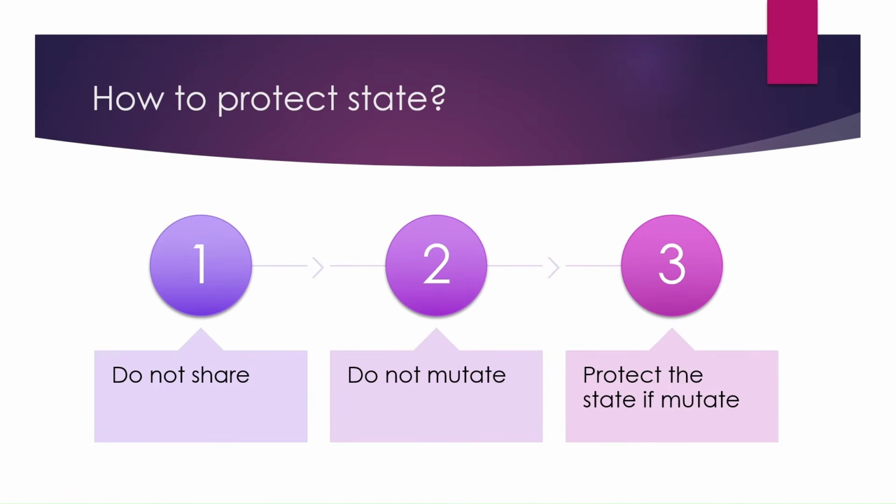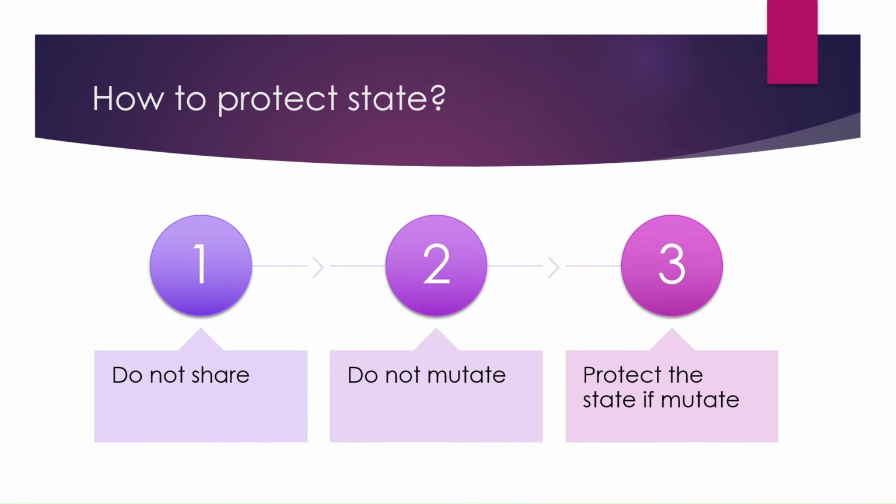So when we find a condition where the state is, let's say, shared and mutable, and we have to protect the state, then we have three options. Either we do not share anything, that we already covered. If something is not shared, then it is thread safe. Number two is do not mutate. So even if the object is shared, but if it is immutable, if we cannot mutate or update the state of the object, then also it is thread safe.